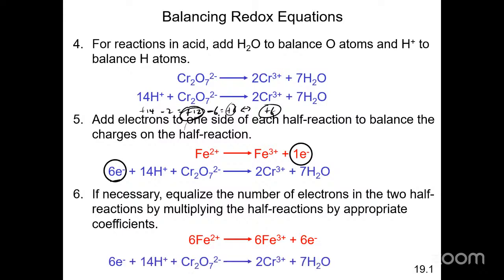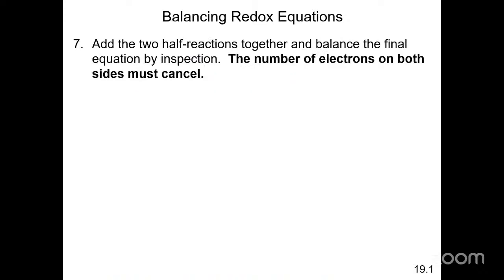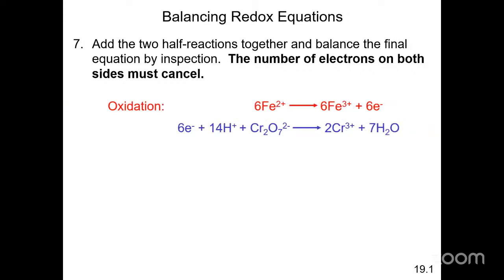Oh, that's the second half equation, which is still there. So basically, the next step is where you're going to add both half equations. And in doing that, the number of electrons must cancel out, right? So that's what we're going to do here, right? These are the two half equations that we have obtained so far up to step number 6.